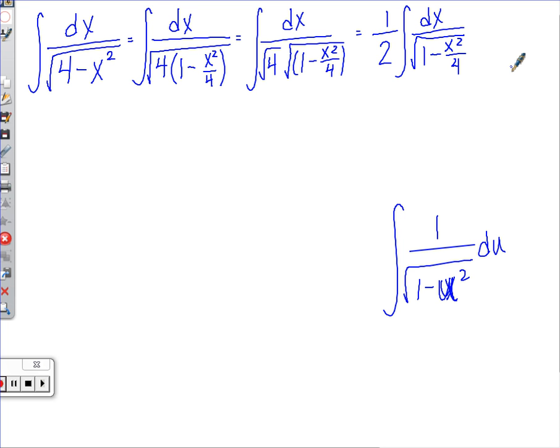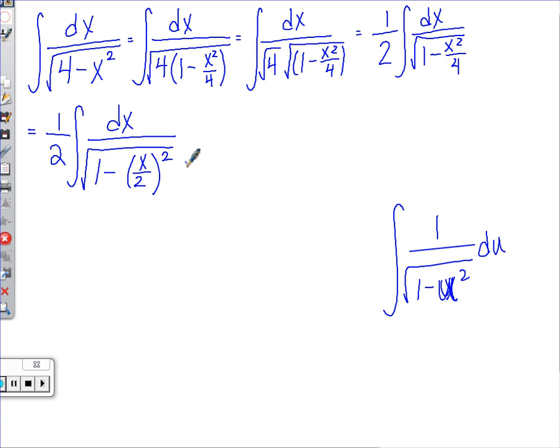Except now what? What's wrong? What happened? We now have x squared over 4, and x squared over 4 is no longer making me happy. We fixed the problem and we made a problem, but I heard the solution. Yes, we learned how to fix that in the last problem. So I can say 1/2 integral of dx over square root of 1 minus (x over 2) squared.